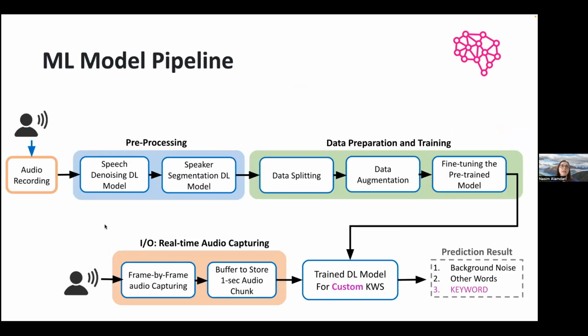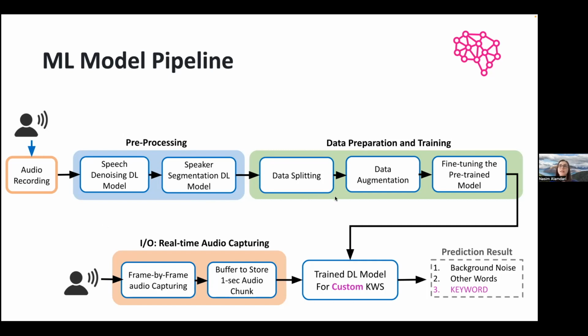And the ML model pipeline that we are proposing in this solution has the following steps. First, we are asking a user to select their keyword and record their voice while repeating their desired keyword. Once the recording is completed, then we pass the audio clip for pre-processing, removing the noise, and segmenting the audio clip to 1 second speech files.